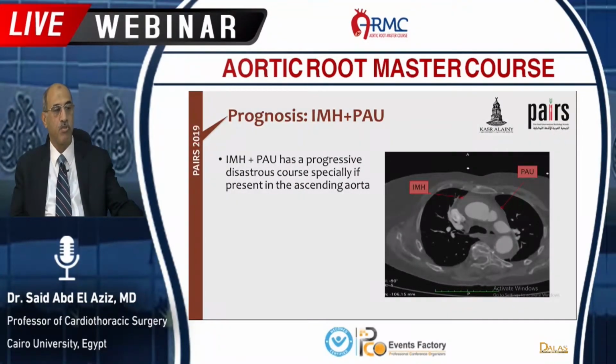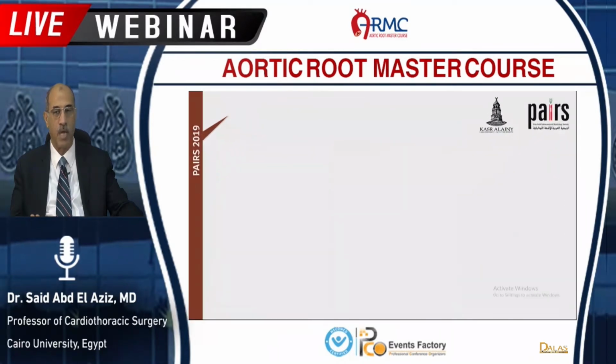What about intramural hematoma and the penetrating ulcer, if there is a combination of both? The intramural hematoma with the penetrating aortic ulcer has a progressive disastrous course, especially if present in the ascending aorta, because with a penetrating ulcer, the hematoma usually goes to rupture or tamponade.